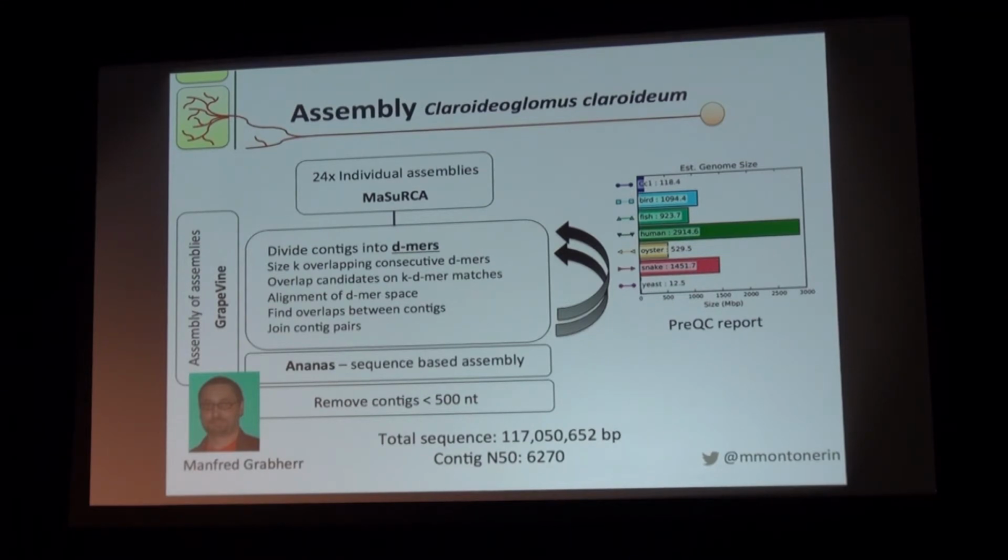So we have a 117 megabase genome, but still we have a quite low N50, but this would be improved with the nanopore reads. And well, I haven't said it because I don't want to talk much about names, but this is the species that we've sequenced.